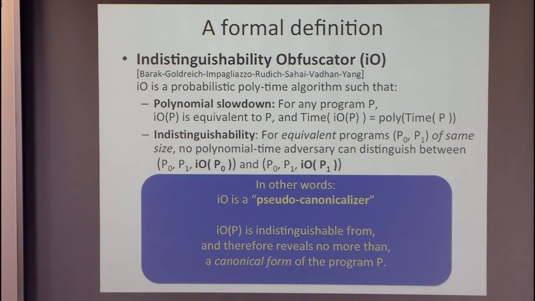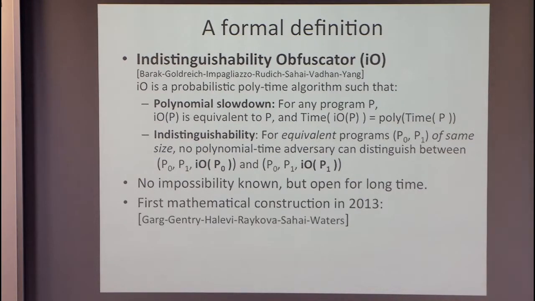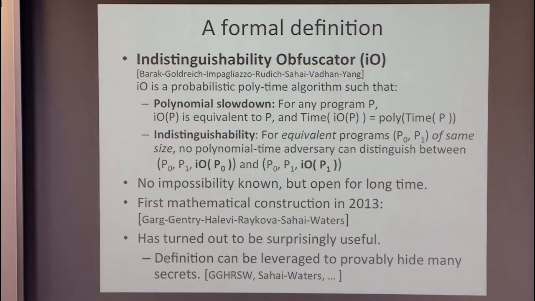Now, this definition was proposed over a decade ago, and there are no impossibility results known for this in the standard model. That's good, but it was an open problem to construct it for a long time. The first candidate construction was given a couple of years ago, and it's turned out to be surprisingly useful after that. There have been a number of works that have taken this indistinguishability-based definition and leveraged it to actually hide all kinds of interesting secrets within programs.